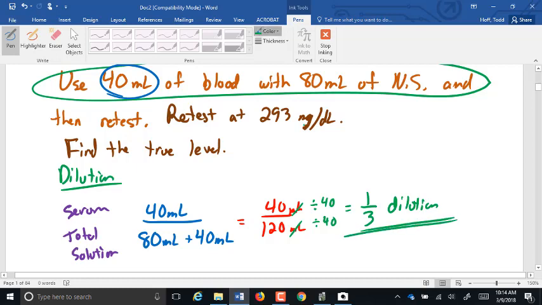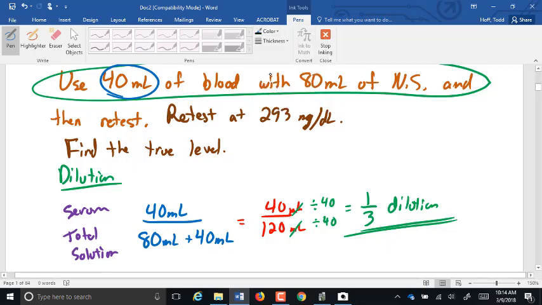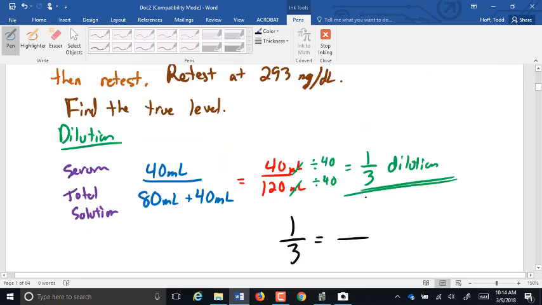Now, that dilution ratio is also the ratio of readings. That's why we set up the dilution in that manner, as being serum out of total parts. So we can take that 1 to 3 ratio, and now we have to analyze. What's going to go up here is going to be the smaller value, because 1 is smaller than 3, and what we're going to get down here is going to be the larger value.